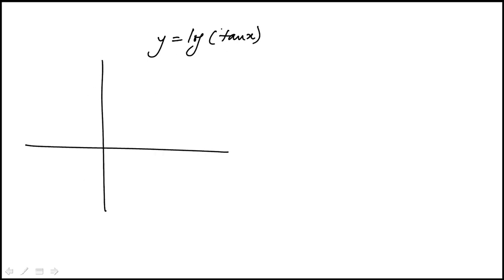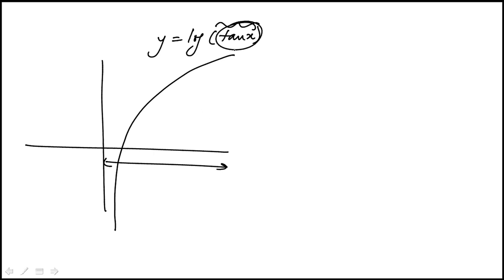So here we're asked to find the domain of this function y equals log of tan x. Now, if you just look at the log function, we know that the input, meaning tan x, has to be positive, because if you plot log x, it's going to look something like this, meaning you can only take positive values, which means tan x has to be positive.